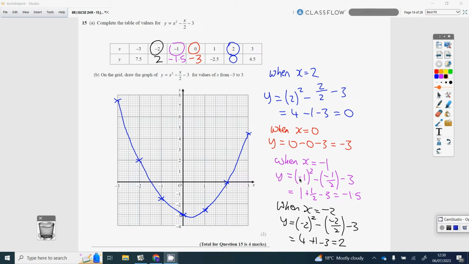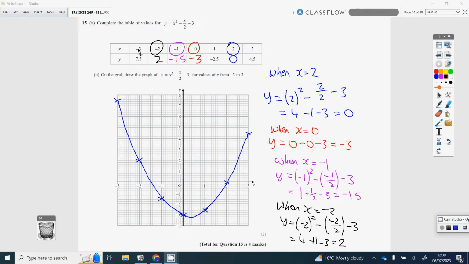So always protect the minuses, and similarly I've done that here in black. So anyway, when I substitute x being minus 1 into this, I get minus 5. And when I substitute minus 2 into this, I get plus 2. So I then plot these coordinates for part B.